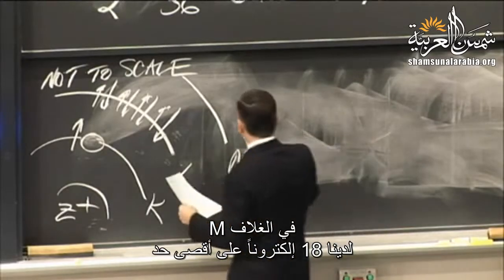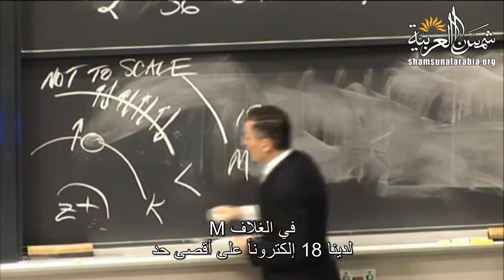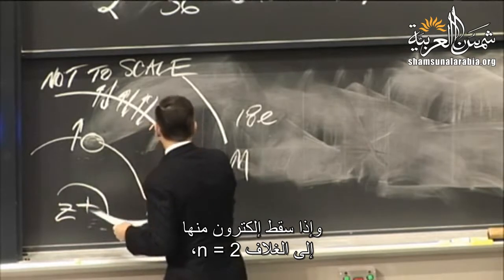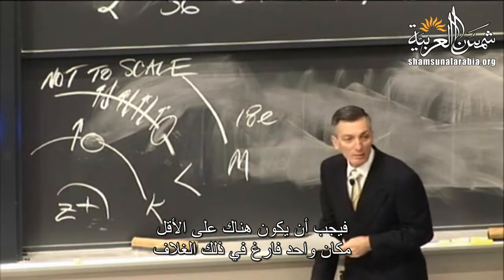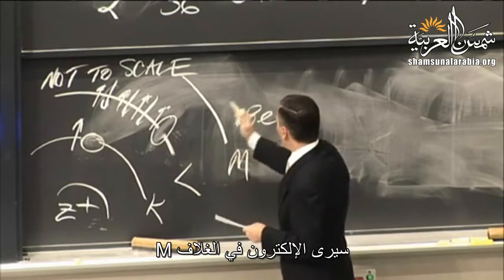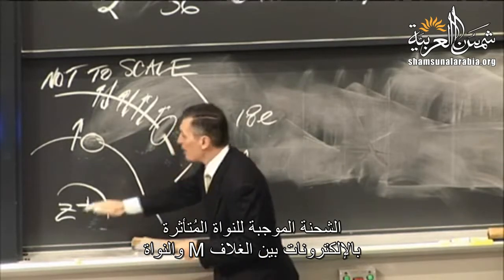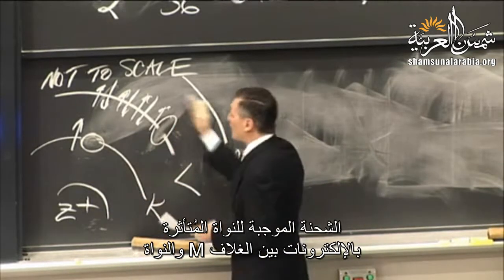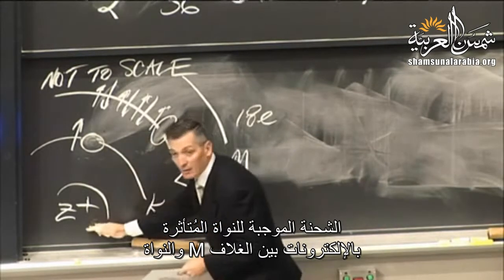So we get to M, we've got 18 electrons, up to a maximum of 18. And if they're going to fall down to N equals 2, there needs to be at least 1 vacancy here. So now let's use the same logic. An electron in the M shell sees the positive charge of the nucleus mediated by the electrons between the shell N equals 3 and the nucleus.